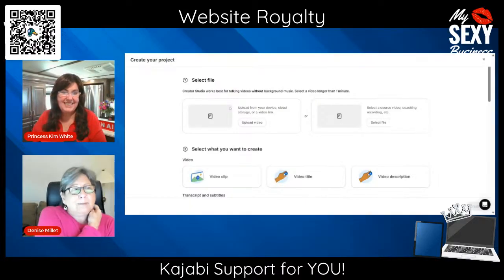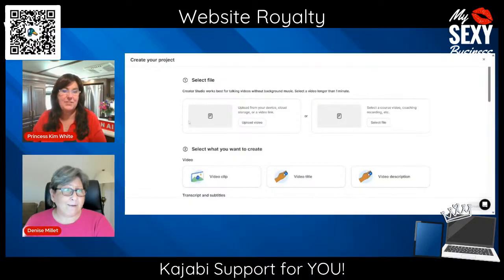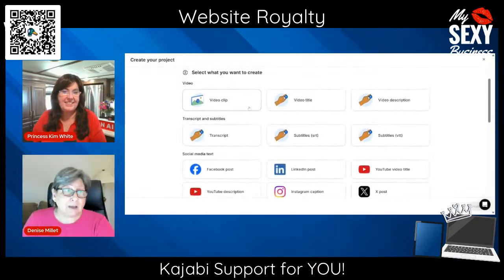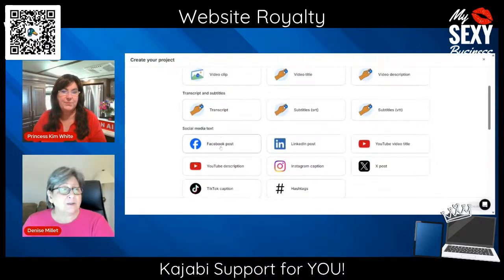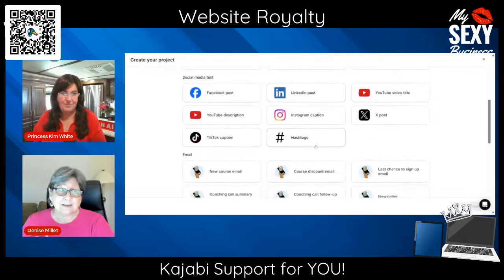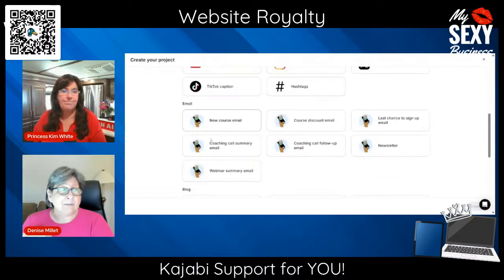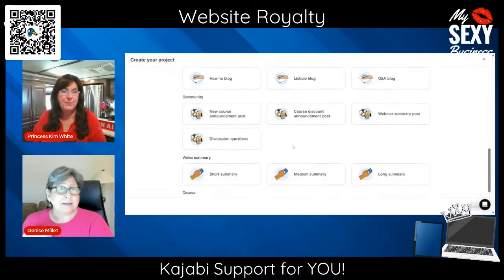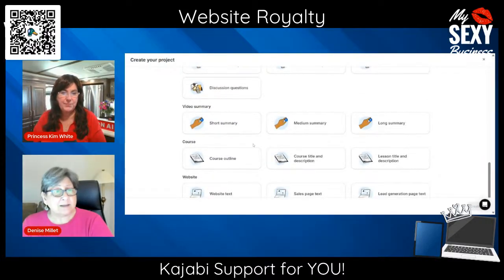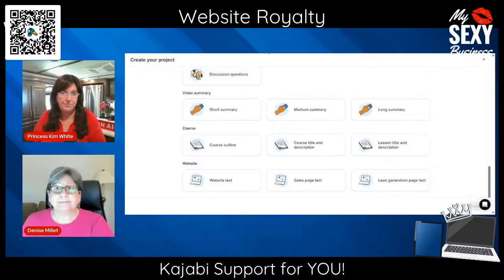Okay, so you upload a file. It could be a video or an audio or text or whatever you have. And from that, you could create video clips, titles, descriptions, subtitles, transcripts. So this is where you can upload your podcast you've recorded and get a transcript. You can also ask it for posts, social media text for posts or emails. These are other things that are more course driven: newsletters, blogs. You can get a blog from your podcast so that you have an outline to start with. You get summaries. It's just amazing.